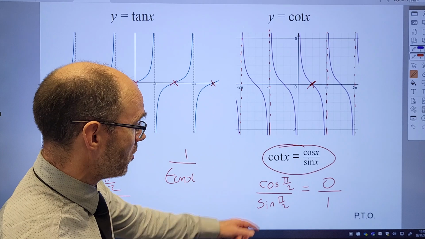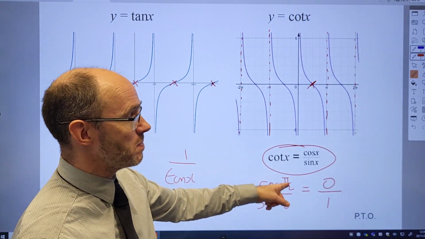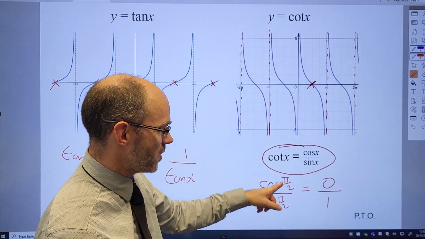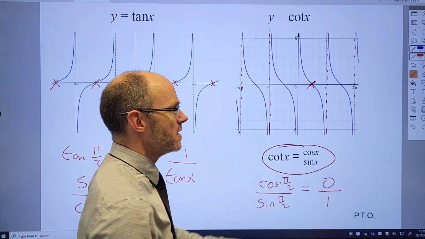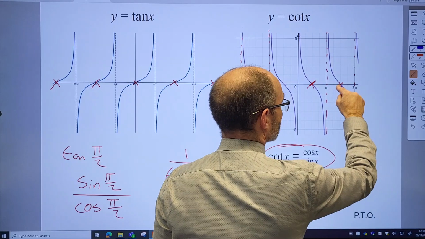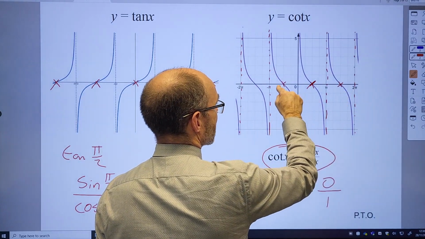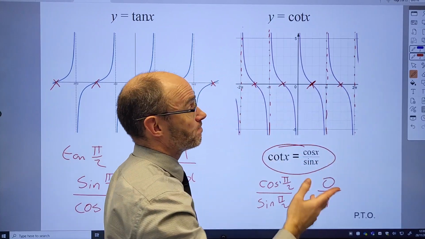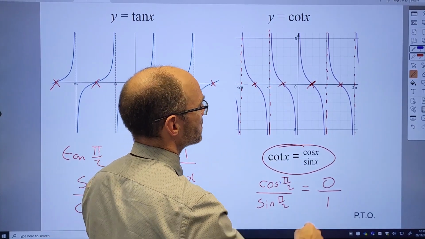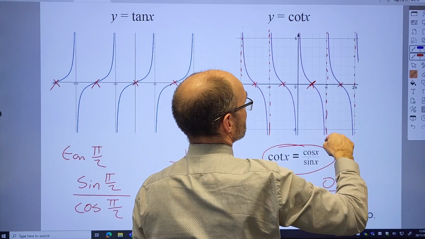And the same thing for when you've got 3 pi over 2. Your cosine 3 pi over 2 is 0, sine 3 pi over 2 is negative 1, 0 divided by negative 1 is 0. And consequently, the graph is going to cross the x-axis at all these points here, every multiple of pi over 2. And then because of the asymptotes, it's got to either do this or this.